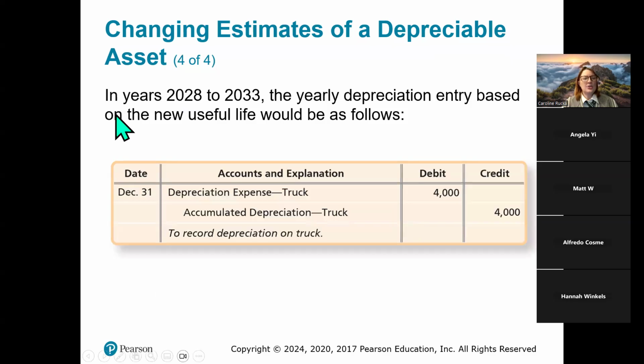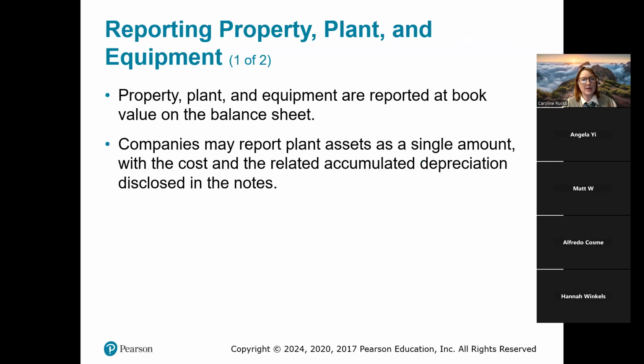So in years 2028 to 2033, the yearly depreciation entry based on the new useful life would be depreciation expense and accumulated depreciation, each 4,000. So it's the exact same journal entry. It's just instead of being $8,000, it's now $4,000 because the truck lasted longer than we thought it would. We do not go back and restate the prior years.